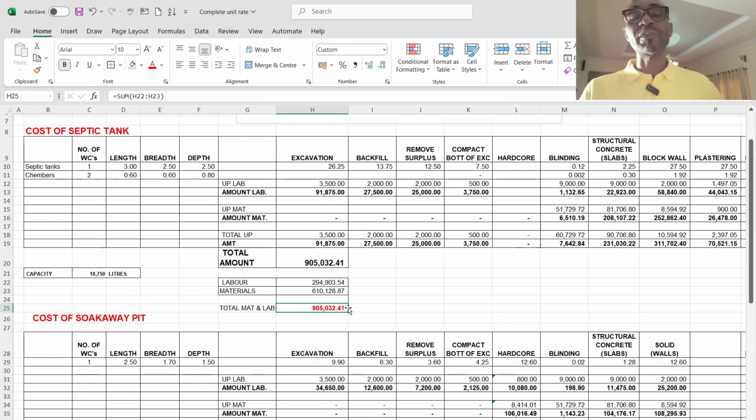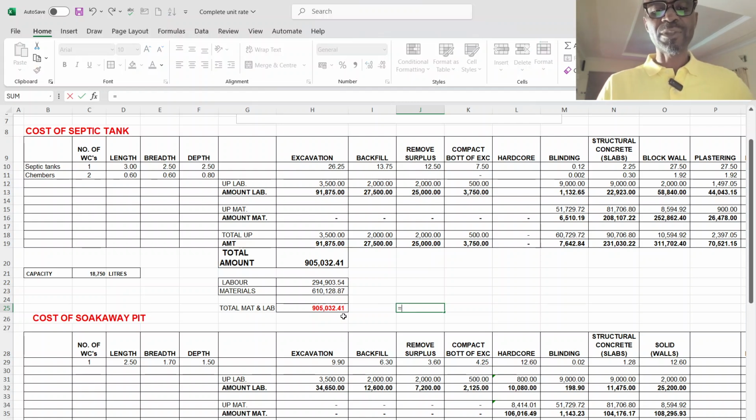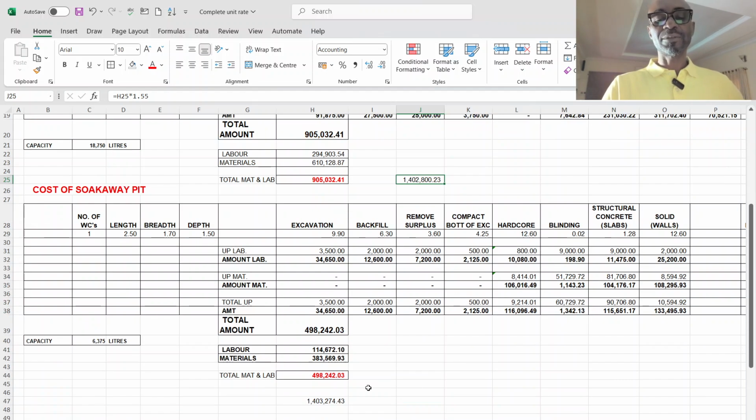Roughly, if you want to give him a figure, you have this 900, and over time you know your preliminaries range between 20% to 30%. Let's assume your overhead and profit is 25%, so you multiply this by 1.55. You tell him it's going to cost 1.4 million to build the septic tank. You do the same thing for the soakaway.